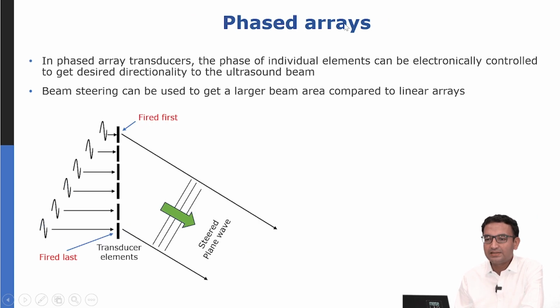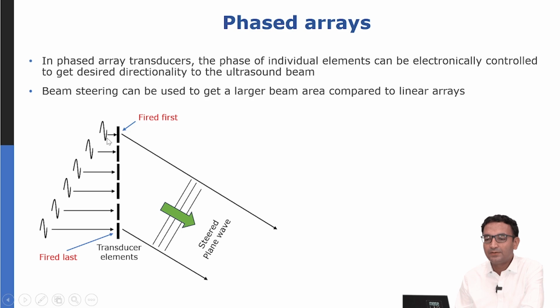Next is phased arrays. So in phased array transducers, the phase of the individual elements can be electronically controlled to get desired directionality in the ultrasound beam. So what's going on here? You have signals emanating from these individual transducers shown as black lines. They would typically fire in the forward direction. But here you are steering the wave to the side by applying this delay profile.